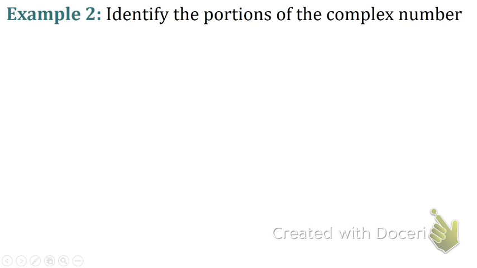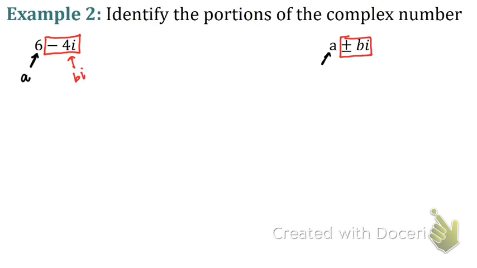Now in our next example, we're going to identify the portions of the complex number 6 minus 4i. Remember, our complex numbers are defined as a plus or minus bi. So here we need to identify a and b. 6 is a real number. It matches our a, so 6 is a. Now, -4i is our b, because the i is touching it. It's just that simple, I promise.